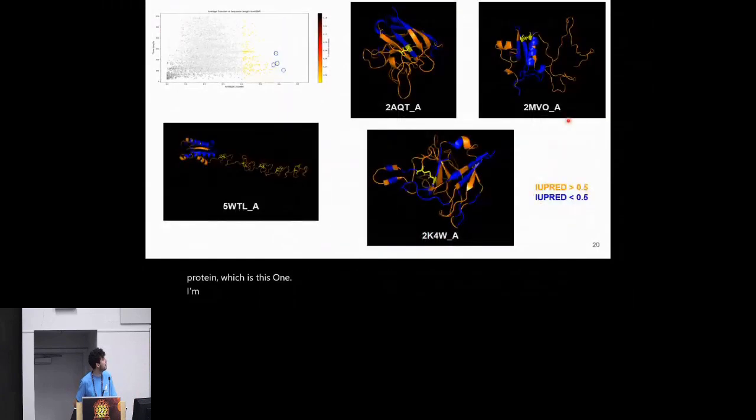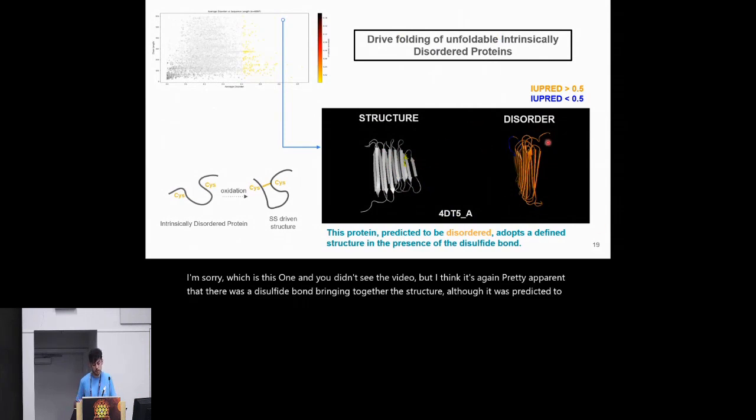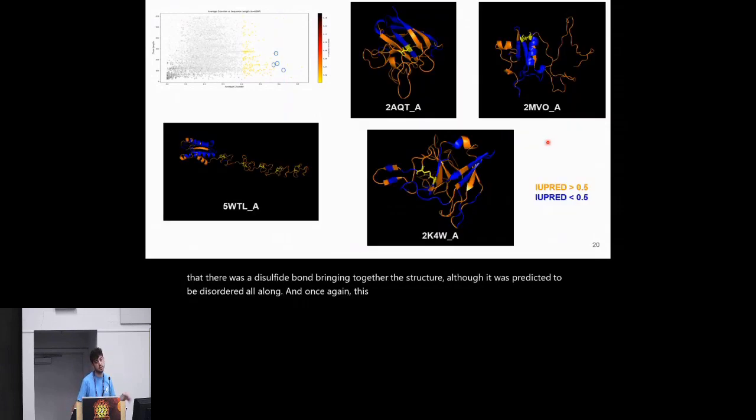Which is this one, and you don't see the video, but I think it's, again, pretty apparent that there was a disulfide bond bringing together the structure, although it was predicted to be disordered all along. And once again, this is happening many times across this section of the landscape. And these are the patterns that we are starting to see to explain this section.